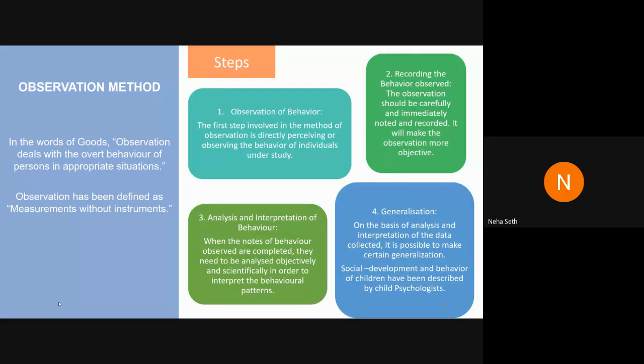The next is the observation method. Now we don't have to do anything. We just need to observe the things. Now observation deals with the overt behavior of a person in an appropriate situation. Now the situation is given. Observation is a measurement without instrument. Now we are trying to measure something, but we don't have any instrument for that. There are different steps in this as well. First of all, we need to observe the behavior. Okay, what happened? We sit quietly and we see how our students are behaving.